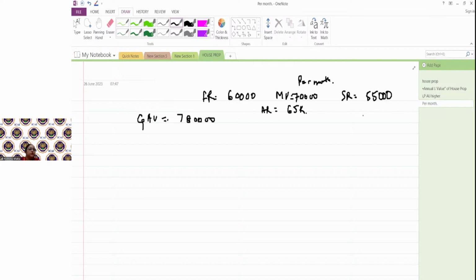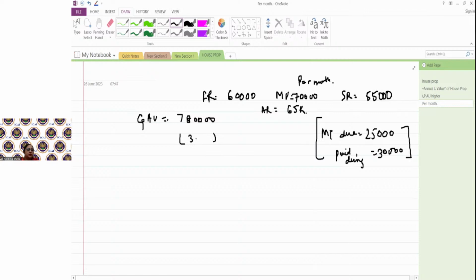Now, another information which is given to you is municipal taxes due is 25,000. Paid during the year by the owner is 30,000. He paid municipal taxes of previous year also. Previous year means preceding years. So what would be the reduction allowed here? 30,000. So my net annual value comes to 7,50,000.